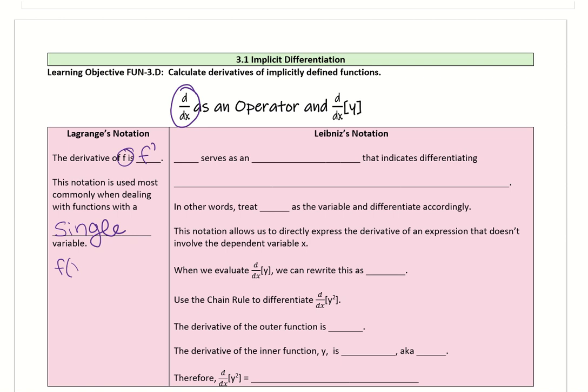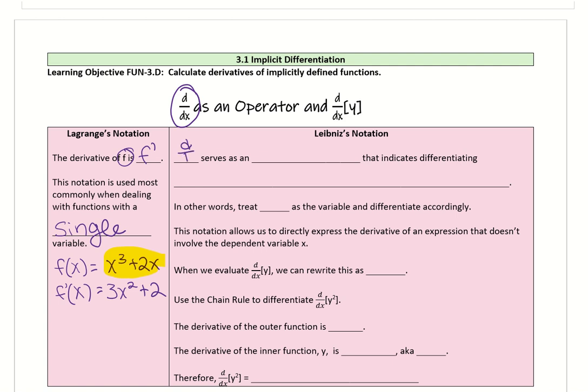So for example, if we know that f of x is x cubed plus 2x, we can quickly find the derivative f prime of x by using the power rule: 3x squared plus 2. But sometimes we're not going to get something that has all our x's grouped nicely together on one side. So here's how we're going to deal with it.